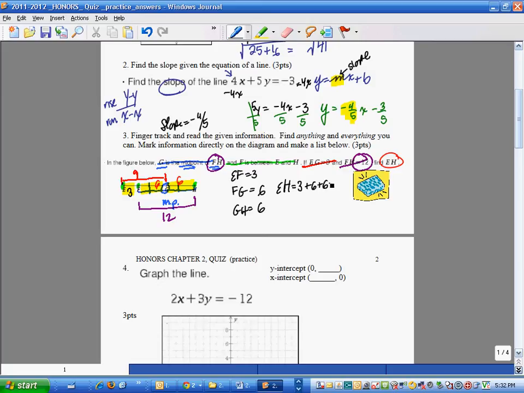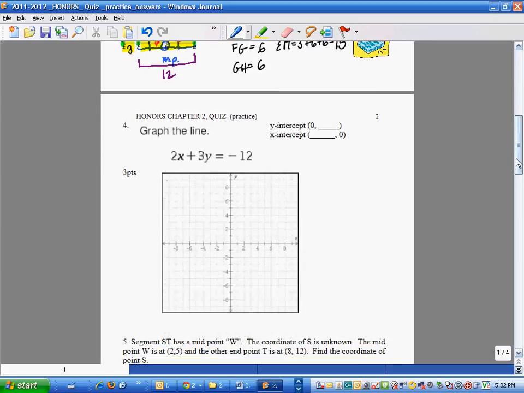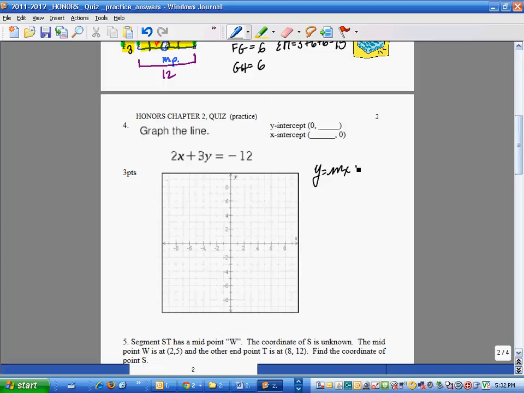Graph the line. There's two ways to graph the line, using intercepts or using y equals mx plus b. You should be competent with both. Let's do intercepts first. If x is 0, if you put a 0 here, it zeroes the whole thing out, and we get 3y equals negative 12, that means y is going to be negative 4.